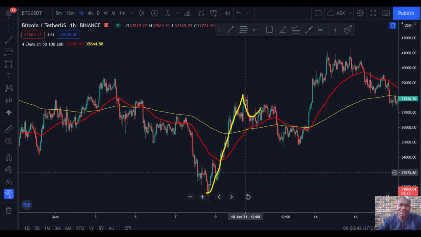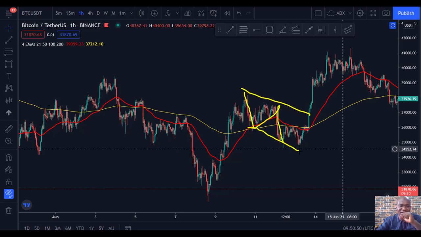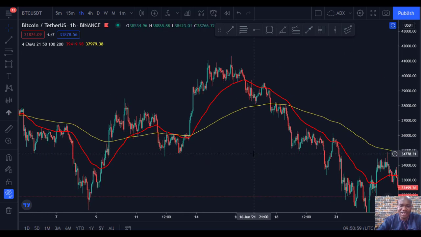Okay, this is a correction, we have this impulse, it's going up. So now you see, how do you balance this? It's a regular flat. You can see that often Bitcoin makes more regular flats and stuff like that.